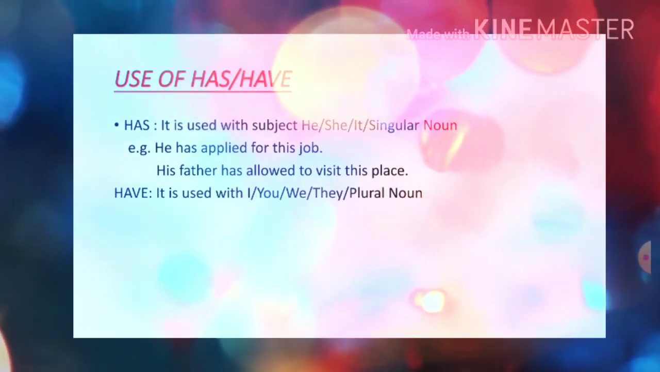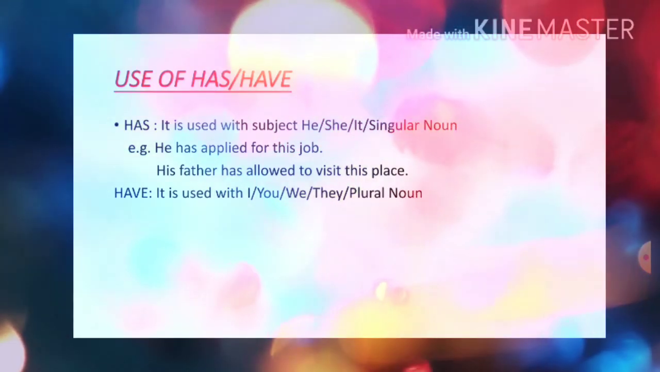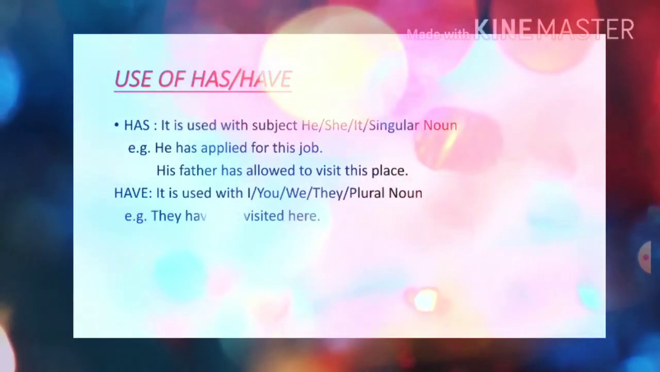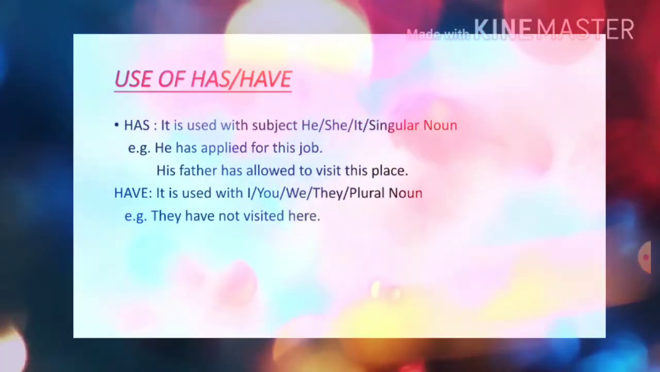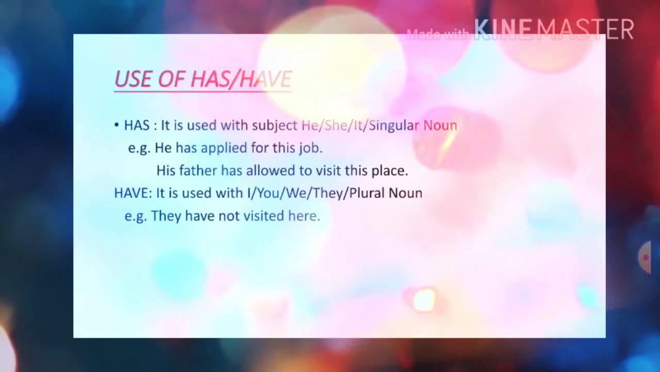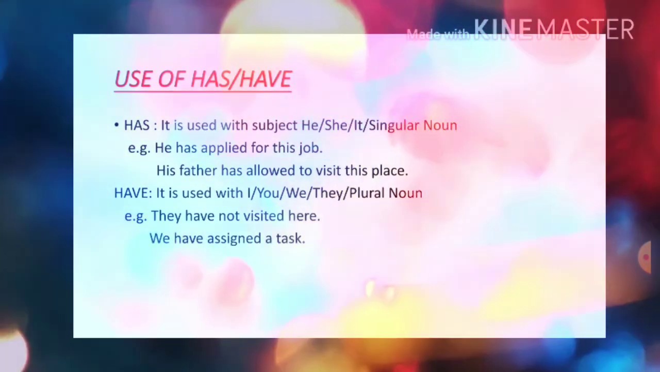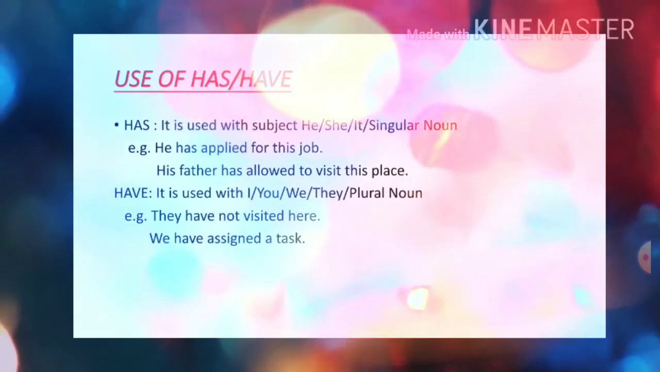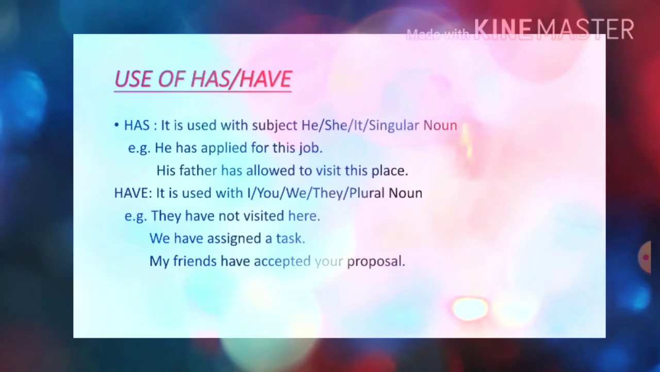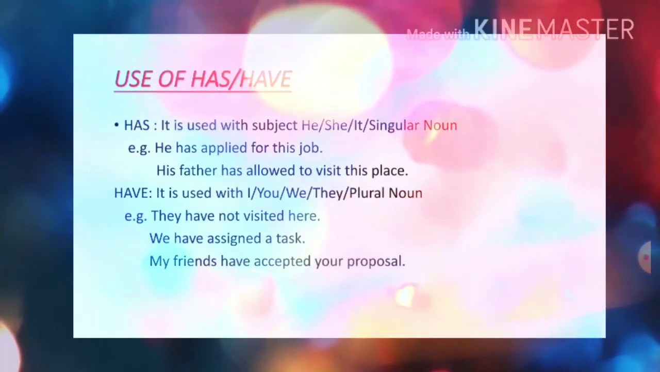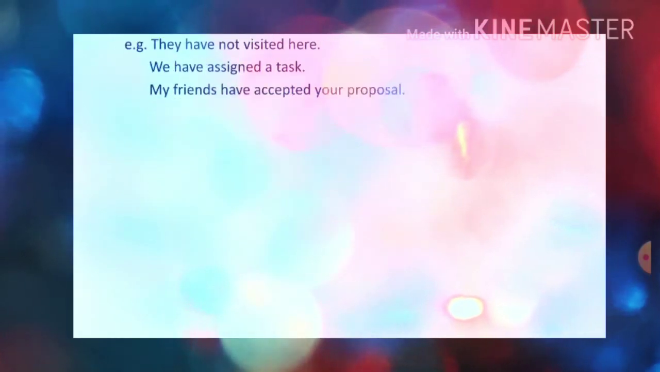And the use of have: have is used with the subject I, you, we, they, and plural noun. For example, they have not visited here. So here, as per the subject they, we use the helping verb have. Next one is we have assigned a task. So here also have assigned a task. Next, my friends have accepted your proposal. So here have is used with the third form accepted.